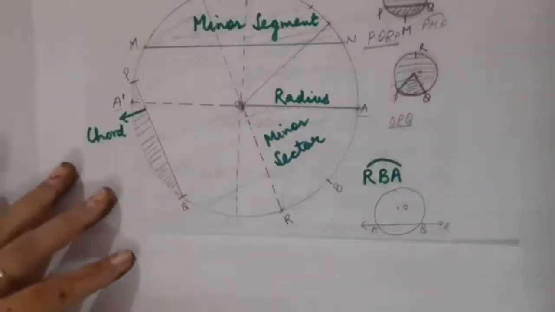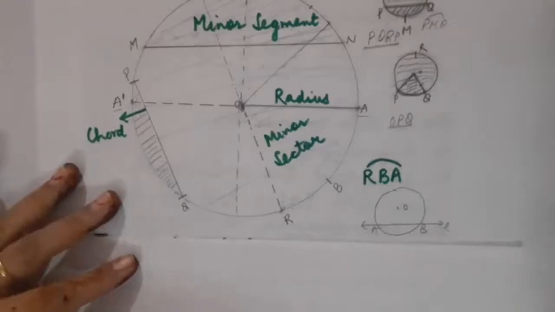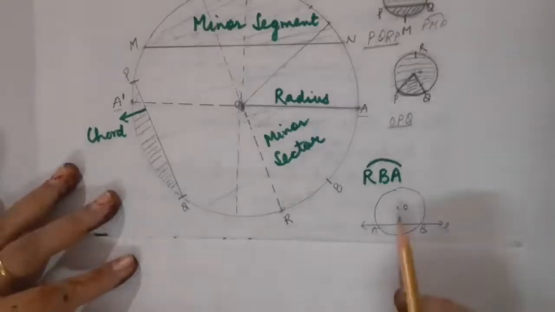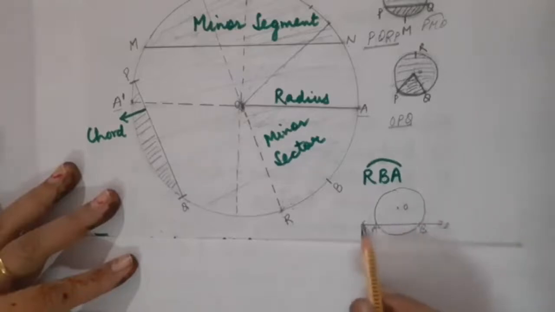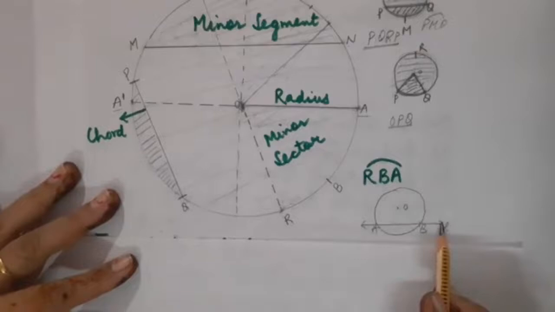Now the next definition is of secant, that I have already explained to you earlier. Secant is nothing but a line which intersects the circle at 2 points. Children, you can see that this is a line L which is going to intersect the circle at 2 points. Correct? So this line L will be known as secant of the circle.